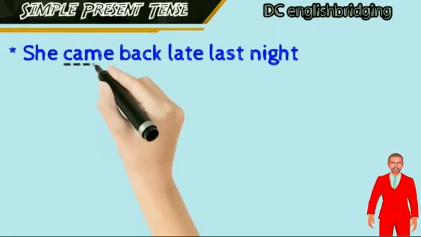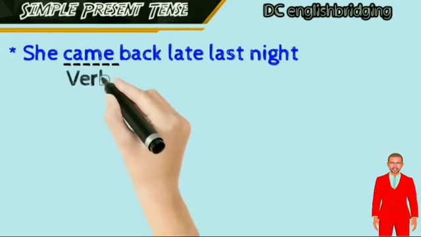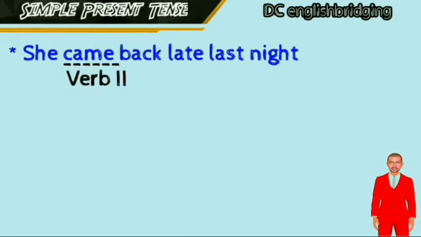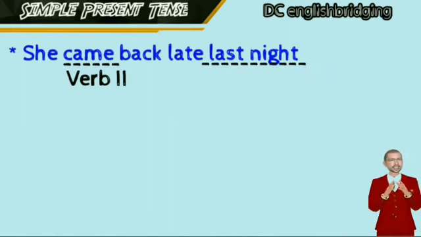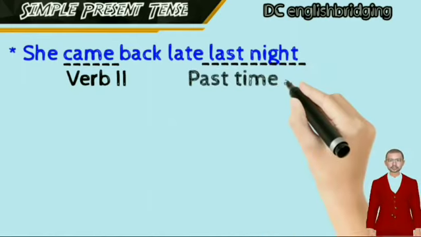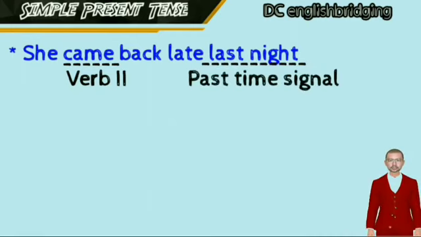She came back late last night. Yes, we can notice that came is the verb 2, and there is a time signal in the past form, last night, a past time signal. So it is past tense, simple past tense.